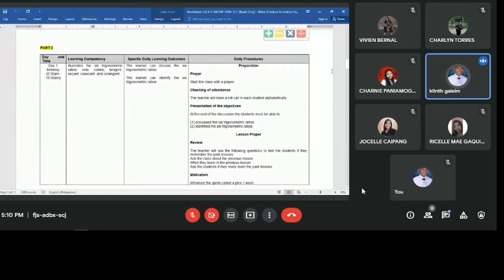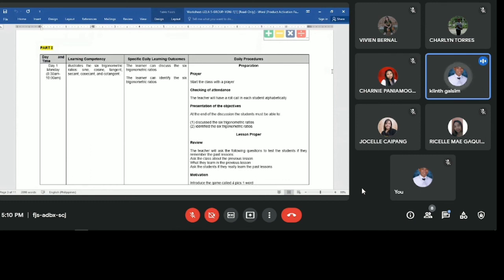So in part 2, we have 5 days of our learning plan. And the first day's learning competency is illustrates the six trigonometric ratios: sine, cosine, tangent, secant, cosecant, and cotangent. And the specific daily learning outcomes are: the learner can discuss the six trigonometric ratios, and the learner can identify the six trigonometric ratios.